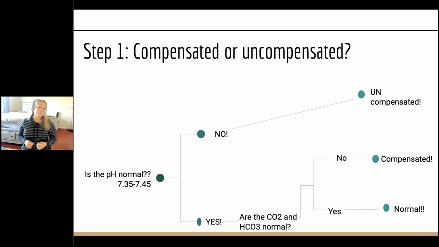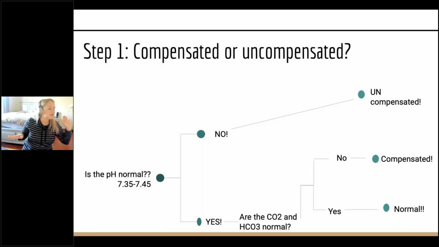The key difference between a compensated and an uncompensated ABG is the pH. If the pH is normal, it's compensated. Ta-da! The body did its job. It got it back into that normal range and we're happy. If the pH is not normal, you don't have to look any further. You already know it's uncompensated. The body hasn't fixed the problem yet. It's still out of whack.